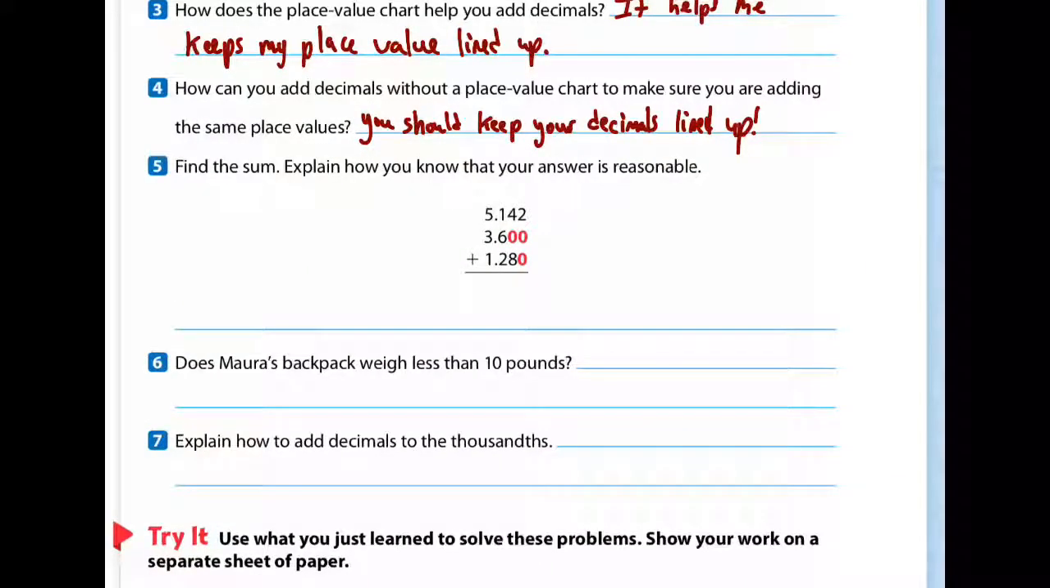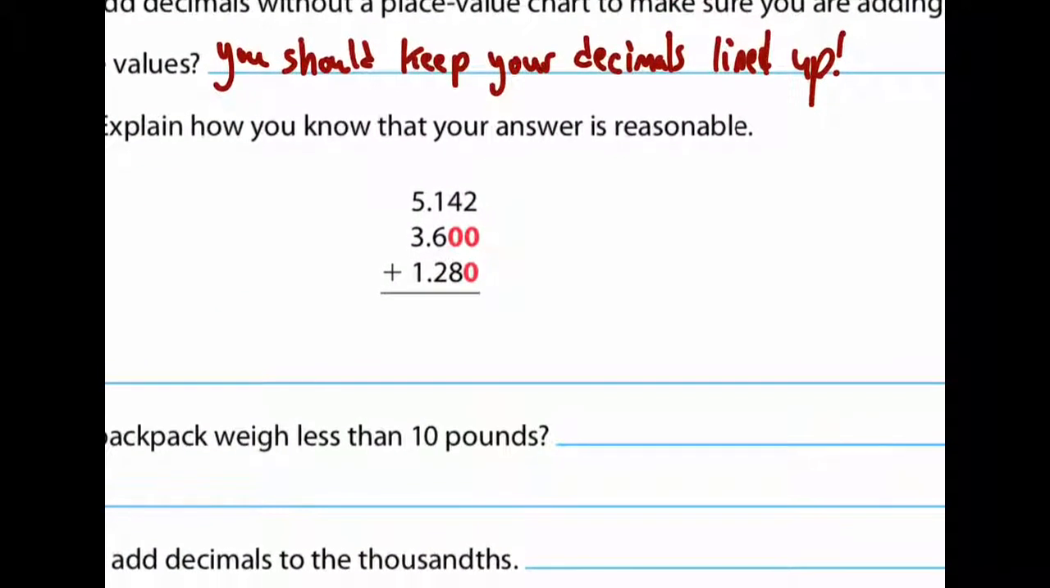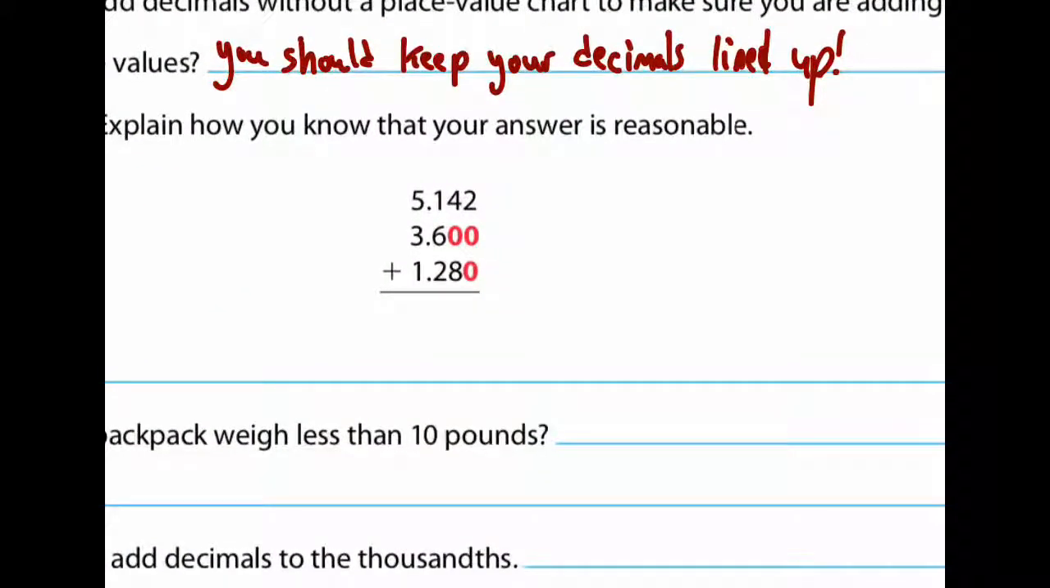For number 5, it says find the sum. Explain how you know that your answer is reasonable. So notice they have it all set up with the decimals lined up just like it was on the previous page. So I'm going to add them up. I get 2 here. 8 and 4 is 12. Write the 2, carry the 1. Then I add up 2 plus 6 is 8, 9, 10. Write the 0. Don't forget your decimal. Carry the 1. So I have 5, 6, 7, 8, 9, 10. Okay, so that's the answer you should have. You should have 10 and 22 thousandths.